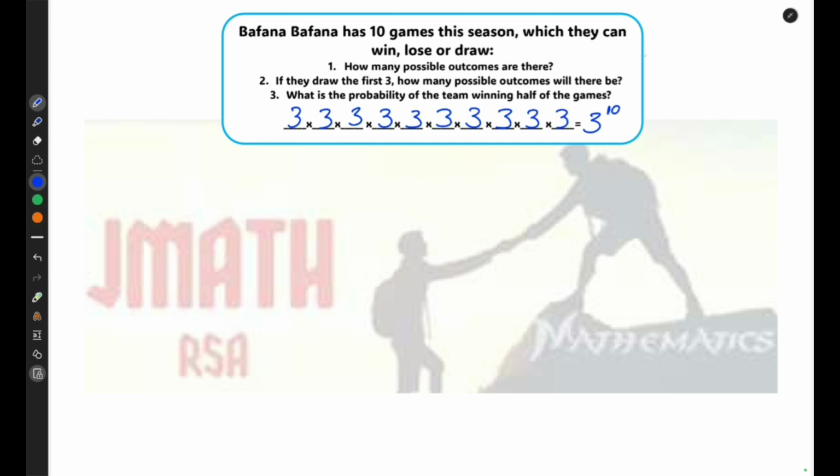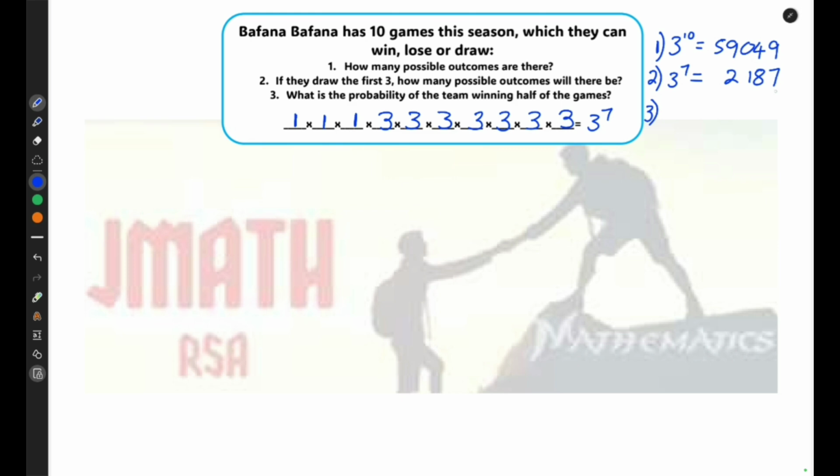The previous question was 3 times 4 times 5, so I can't do an exponent there because there isn't something that repeats. But in this case, 3 to the power 10 would be the amount of possible outcomes. And according to my calculator, 3 to the power 10 is actually 59,049. Question 2, if they draw the first 3, how many possible outcomes will there be now? Remember, if they tell me what happens, I replace it with a 1. And the rest will still be 3s, but there will be fewer than 10 now. So this answer would just be 3 to the power 7, and not 3 to the power 10 as in the previous one. And 3 to the power 7 would just equal 2187.